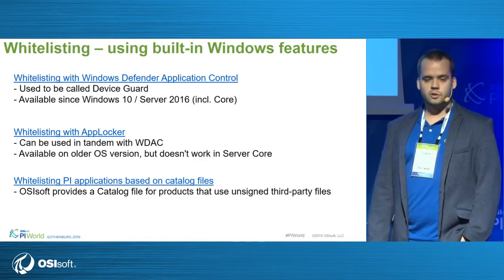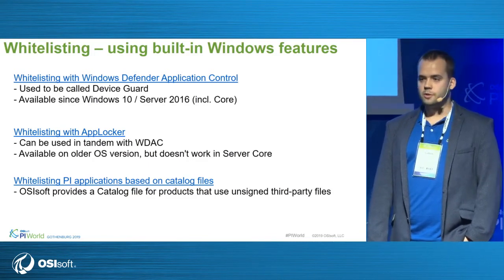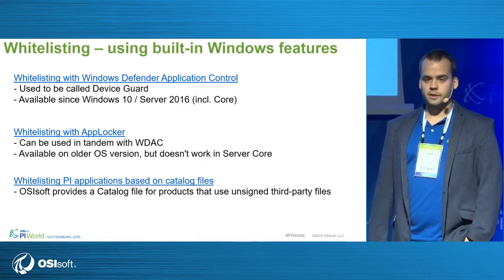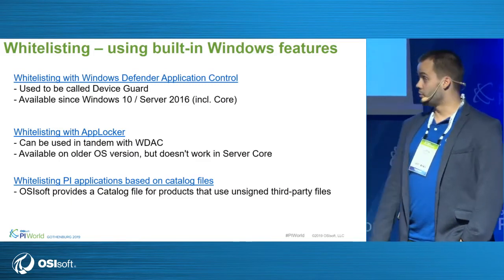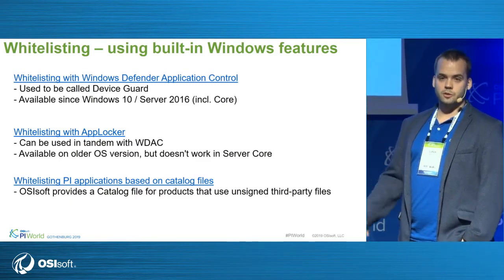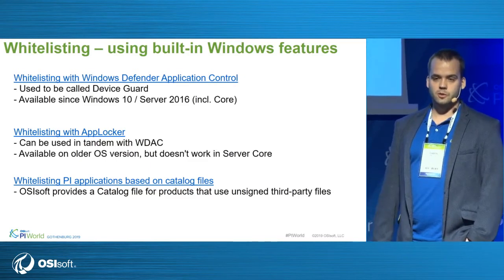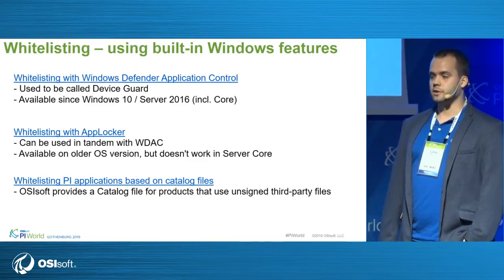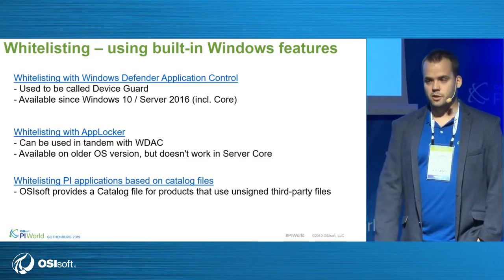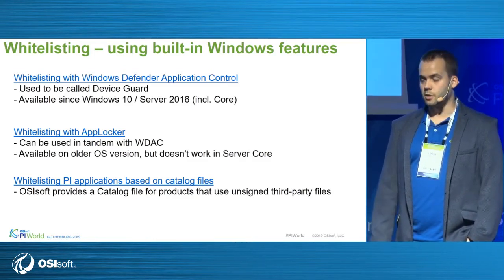But we also use some third-party files or open source files in our applications that we cannot sign for legal or technical reasons. And for these files, what we provide are so-called catalog files. So you download these from our website, you deploy them on your system, and then once they are deployed, it's as if those files were signed by OSIsoft digital signature. So that makes whitelisting much easier for our applications.